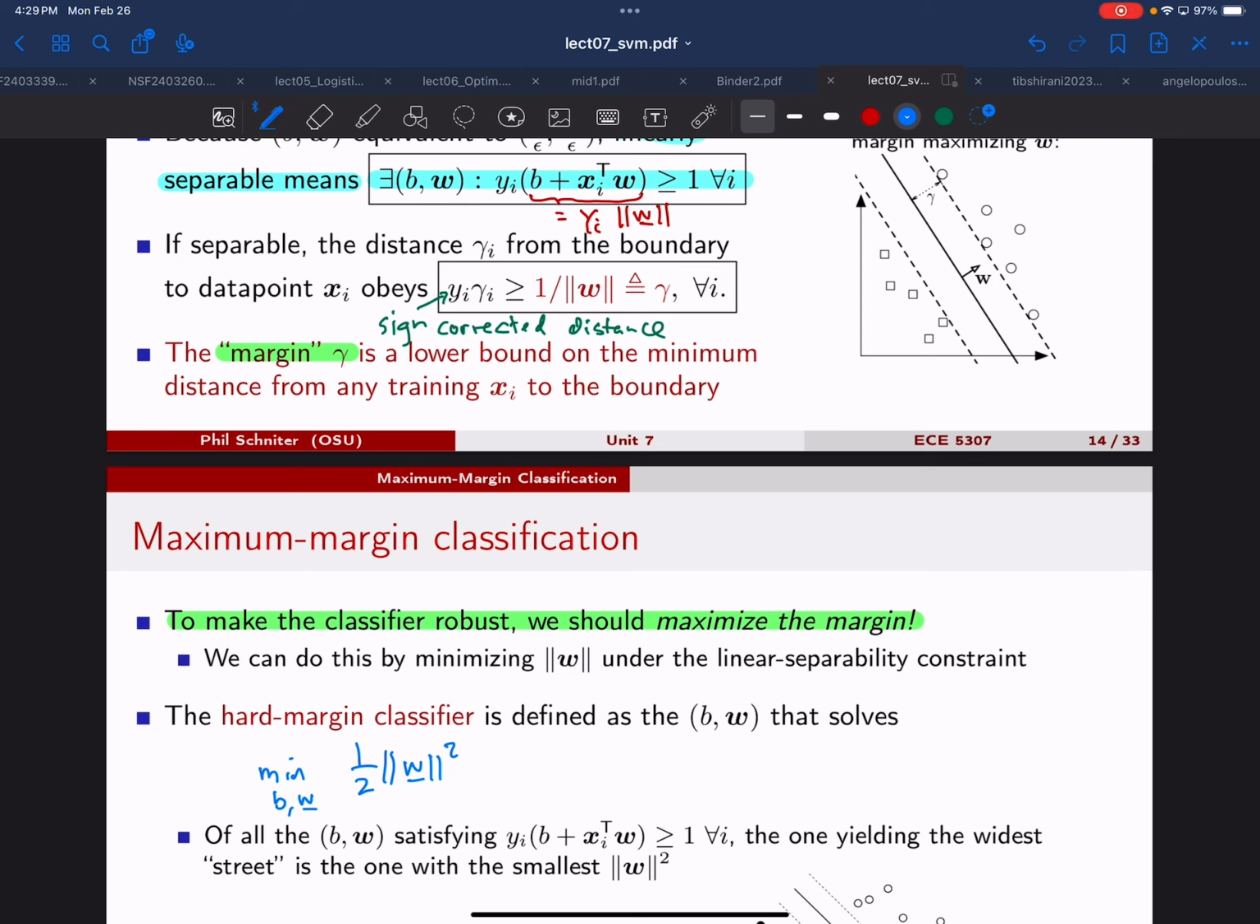One half of the norm of W squared. But importantly, we need to add the constraint, the linear separability constraint, such that y_i times (b + x_i transpose w) is greater or equal to 1 for all i equals 1 to n.